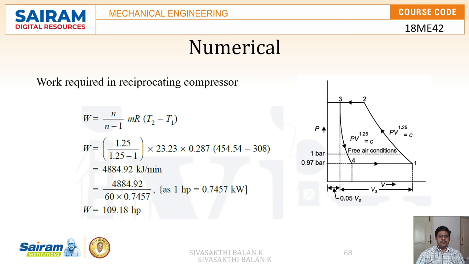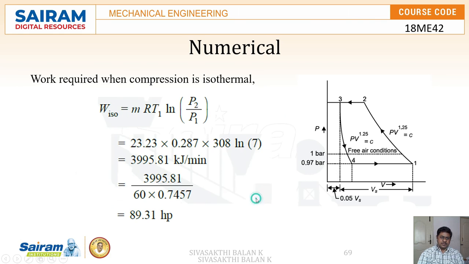And now we will calculate the work required for the reciprocating compressor. We know the work done formula as n divided by n minus 1 multiplied by mR (T2 minus T1). This is the general equation, and substituting all the given values, we get 4484.92 kilojoules per minute as the indicated power, and we can easily convert that into horsepower as well, because 1 horsepower is equal to 0.7457 kilowatt, and from this we calculate W as 109.18 HP.